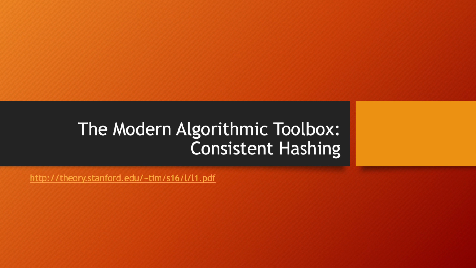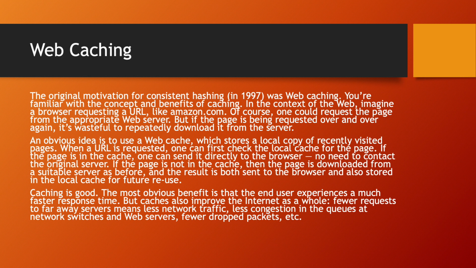The article of the day is The Modern Algorithmic Toolbox: Consistent Hashing. The original motivation for consistent hashing in 1997 was web caching. You're familiar with the concept and benefits of caching in the context of the web.